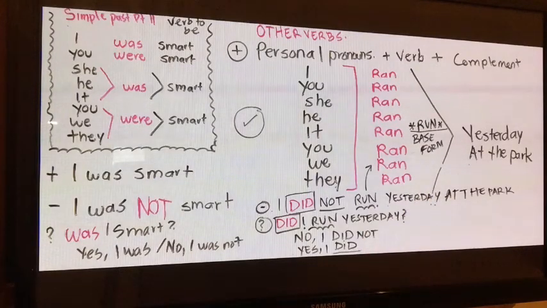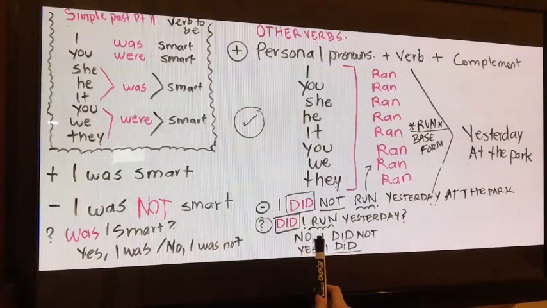Si yo lo quiero hacer en pregunta, lo que va a suceder es que voy a poner al inicio mi auxiliar, ¿sí? Nada más voy a cambiar el lugar de mi auxiliar y de mi pronombre. Pongo mi auxiliar, pongo mi pronombre y vuelvo a poner mi verbo en su forma base. Entonces, did I run y agrego mi complemento, yesterday. ¿Corrí yo ayer? Entonces ya puedo poner yo mis dos respuestas como no o como sí.